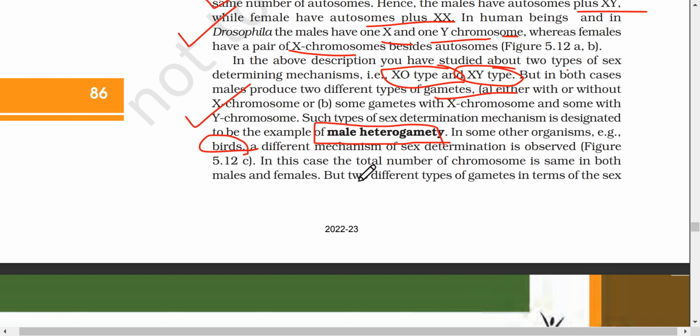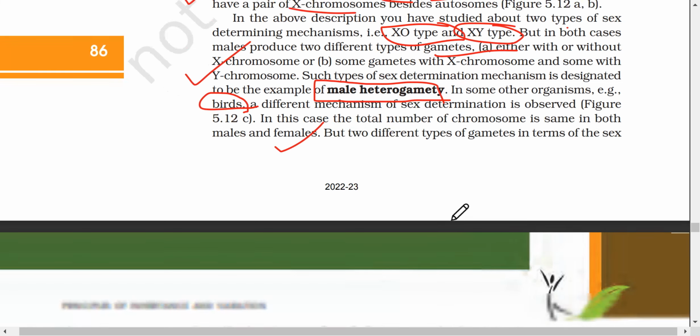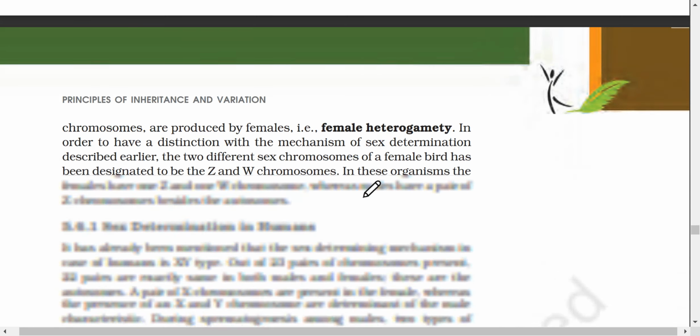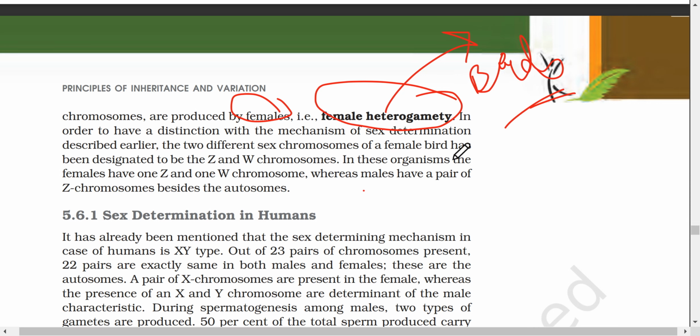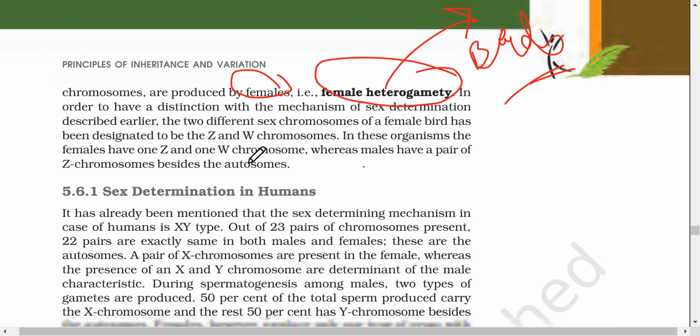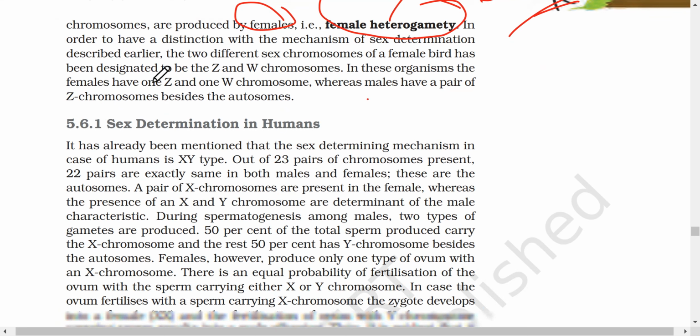In some other organisms, for example birds, में टेढ़ा होता है. A different mechanism is observed in this case: the total number of chromosomes is the same in both males and females, but two different types of gametes in terms of the sex chromosomes are produced by females, यानी female heterogamety. Do you see this? ऐसे तो females homogametic होते हैं, but in case of birds you see female heterogamety, fine. In order to have a distinction with the mechanism of sex determination described earlier, the two different sex chromosomes of a female bird have been designated to be the Z and W chromosome because it's different.